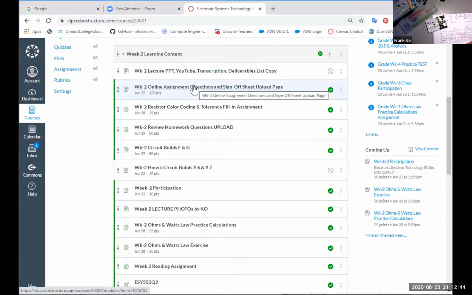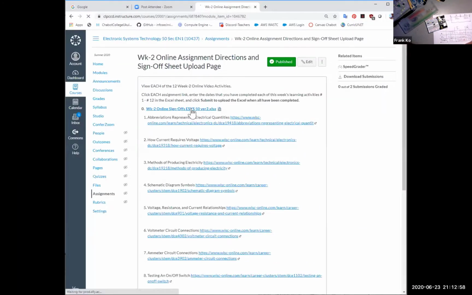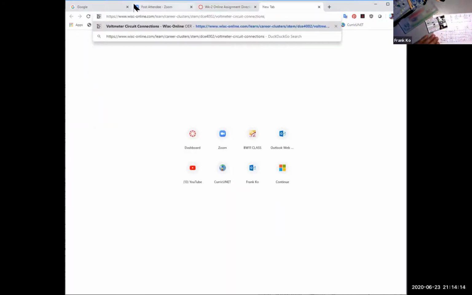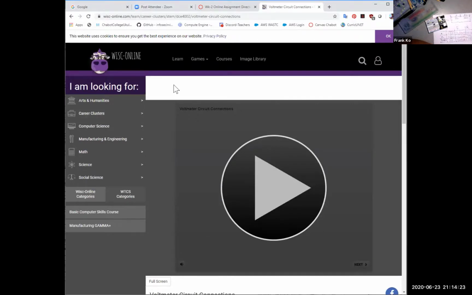But you have online assignments with directions and a sign-off sheet. This is worth how many points? 120 points. Get going on this. First of all, you have a sign-off sheet. This is an Excel document. Here's the URL, paste it in here and go. If some of you, when you go to play any of these links, it doesn't come up, or there's any kind of an error in the loading, this happens to be a flash error.